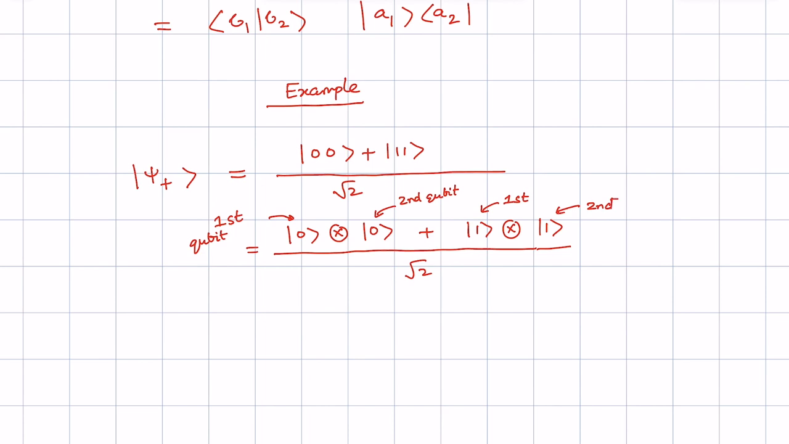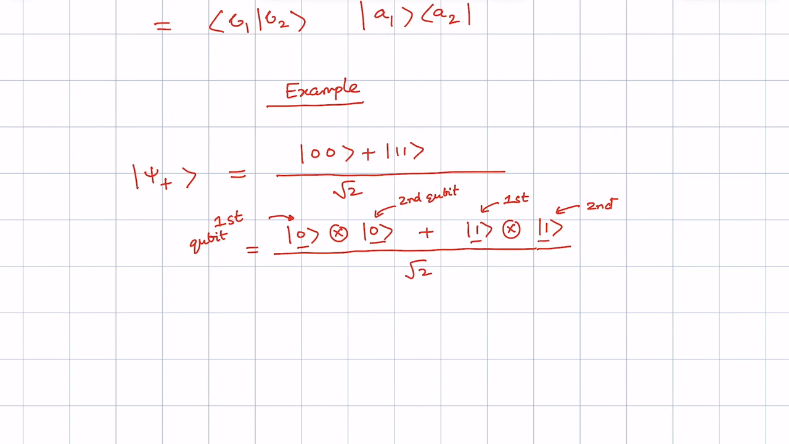This state represents the fact that if the first qubit is in the state |0>, then the second qubit is automatically in the state |0>, or if the first qubit is in |1>, the second qubit is automatically in the state |1>.